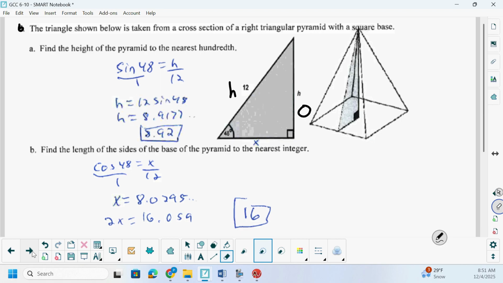To find a length of a side in the base of the pyramid, this side here is double the length of the base in this triangle. So I called in our picture, I called that base in the triangle X. So that means the base side in the pyramid would be 2 times whatever X is. So I'm just going to do a cosine now because the X would be our adjacent and the 12 is still hypotenuse. Cross multiplying, we get X is 8.02 and change. Keep it all the way out. We'll double it. That gives us 16.059. And now we can round to the nearest integer, which is 16.